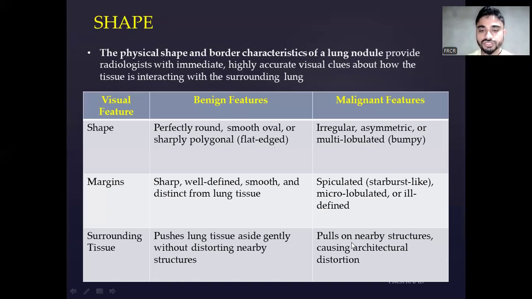So if the adjacent structures are getting pulled on, then you can raise a possibility of malignant lung nodule. If there is a mass effect, if there is some push on the adjacent lung tissue without distorting adjacent lung structures, then you can raise a possibility of benign nature of the lung nodule.